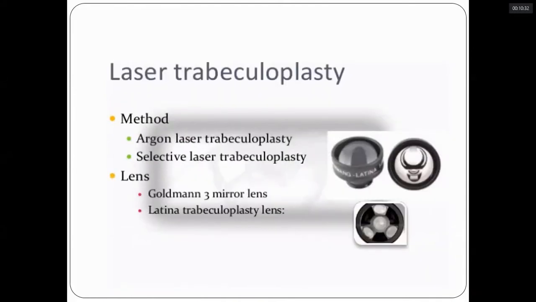And for open angle glaucoma, we use laser trabeculoplasty, either argon laser trabeculoplasty or selective laser trabeculoplasty, and different lenses are used over here. Even in case of the PI also, we use different types of lenses, like the Abraham lens like this, and over here also the Goldmann 3-mirror lens. This is a 3-mirror lens, but there are single mirror and double mirror lenses too.